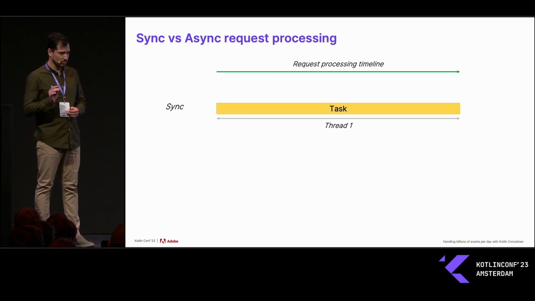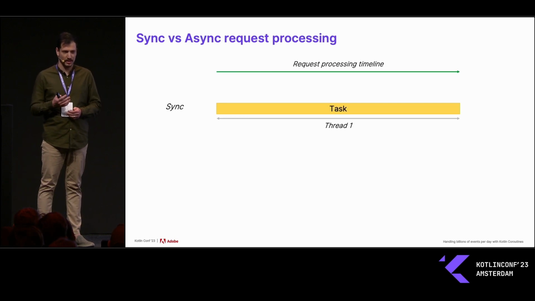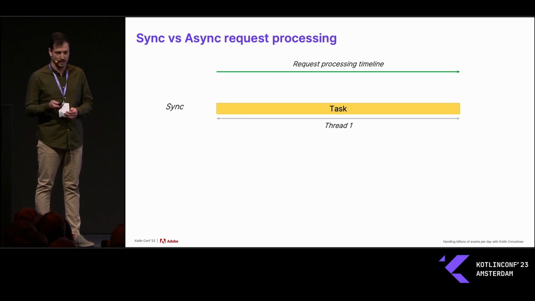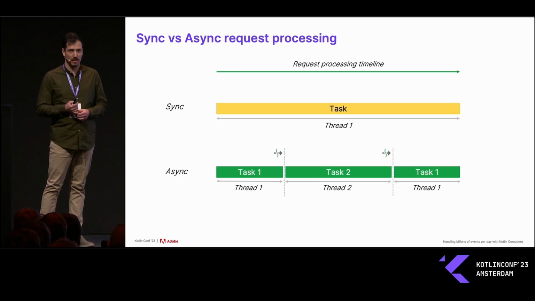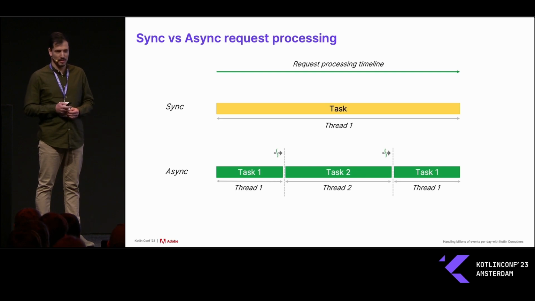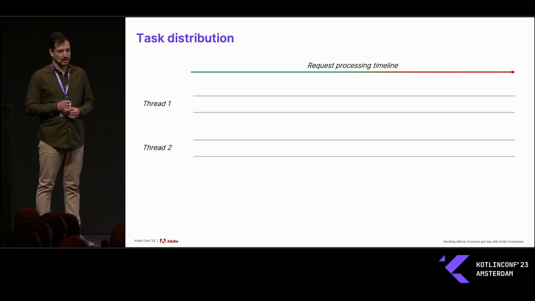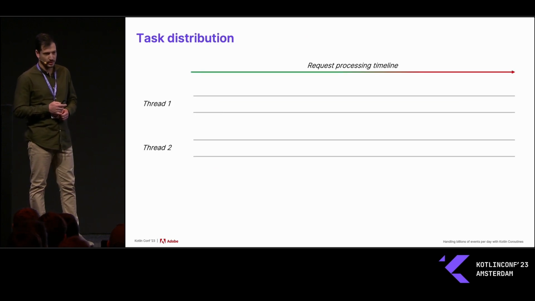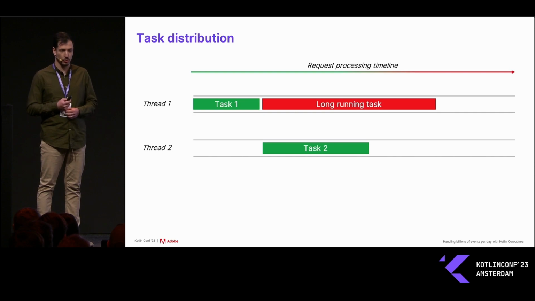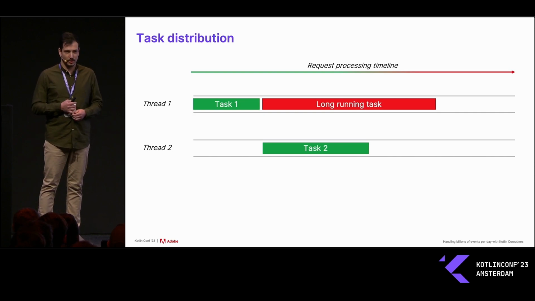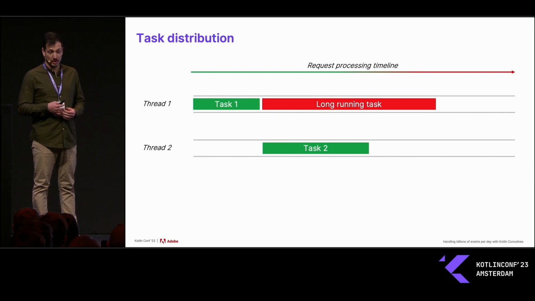In synchronous processing, a request is represented by a single task, which gets processed by a single thread. In asynchronous request processing, a request can be represented by multiple tasks, which can be run by multiple threads. And these tasks are dispatched to a thread pool for execution. So in our case, task 1 could be executed by thread 1, while task 2 gets executed by thread 2. In the meantime, thread 1 is also executing a non-related task with our request.